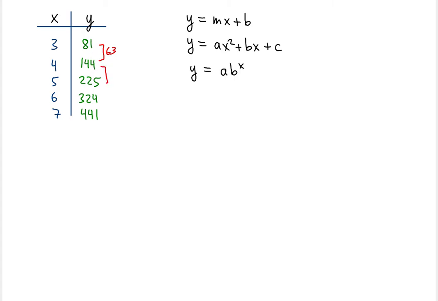But here the increase is not 63, right? Because 144 plus 81 is precisely 225, right? So that should tell you this is not linear, right? Because these two increases for every x are not the same, right? So we can cross that out.